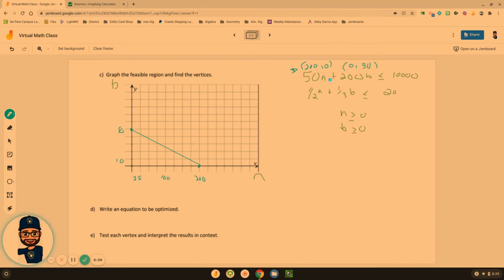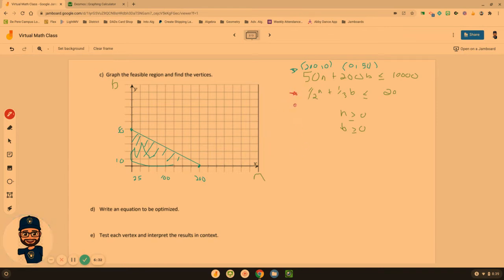Now let's check 0, 0 for shading. 0 plus 0 is less than or equal to 10,000 is absolutely true. So we would shade everything underneath the blue line. I'm not going to go past the x-axis and the y-axis because, again, our last two constraints say we need everything that's positive. So we would shade this area. Now let's use red for the next one.